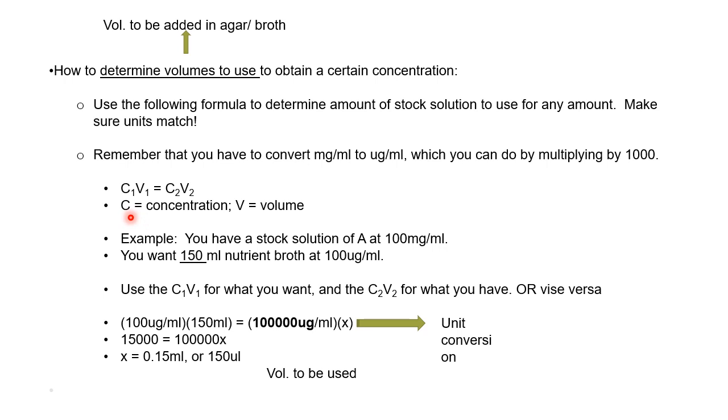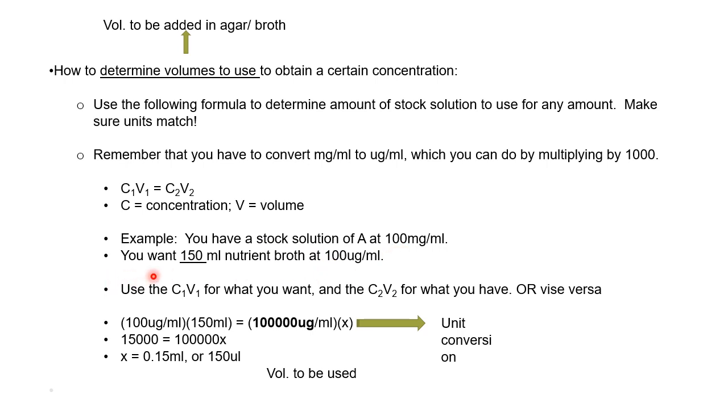So C stands for concentration and V stands for volume. So for example, let's see, okay, you have a stock solution of any given antibiotic, and the stock solution is of 100 mg per ml.